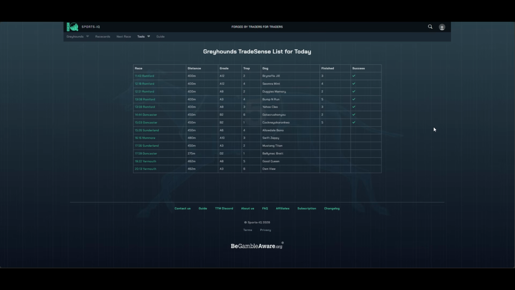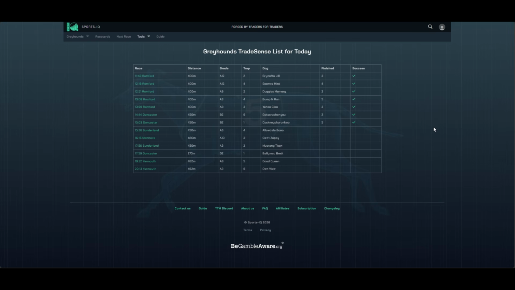Now, one thing I really like about this page is what happens after the race. Over on the right hand side, you'll see 2 columns, finished and success. The finished column shows where the dog actually finished. Pretty straightforward. No smoke, no mirrors, no mysterious disappearing results. If the dog finished 3rd, it finished 3rd. If it finished last, it finished last. If it somehow managed to get itself boxed in, bumped, turned around and still finished 2nd, you'll see that too.